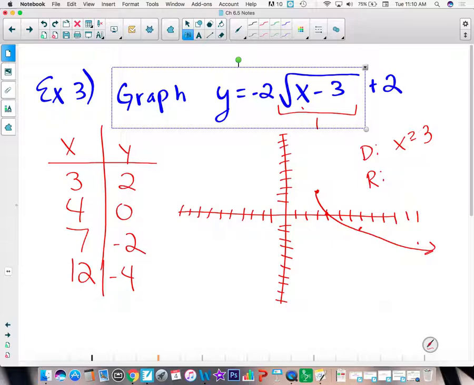Range, starting at what? Landon, where are we starting? 2. Start at 2. Which way are you going? We're going down. So that means y, because you got to use y for range, is less than or equal to 2, because this says we're going below 2. Does that make sense? You got to look at where you're starting. That point tells you your domain and range. This starting point.